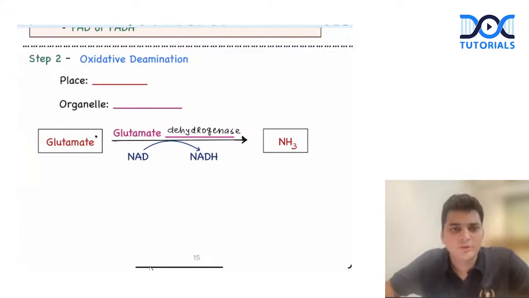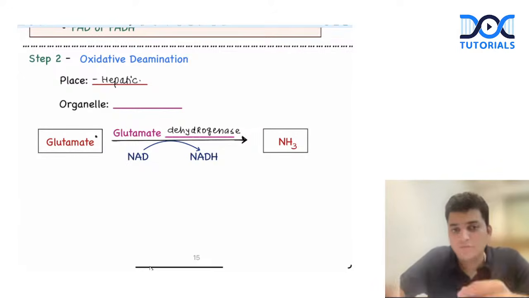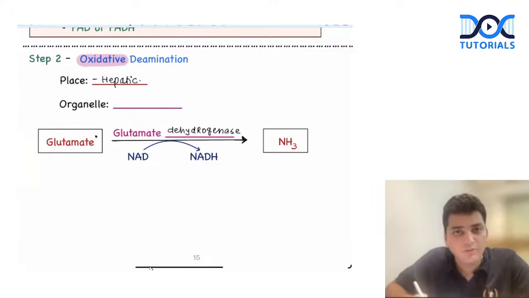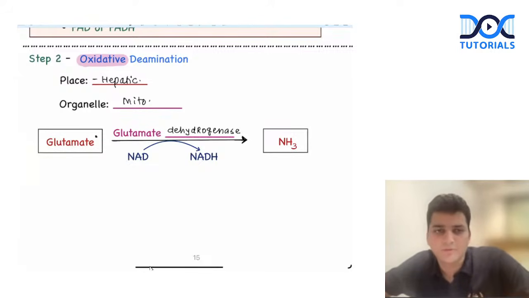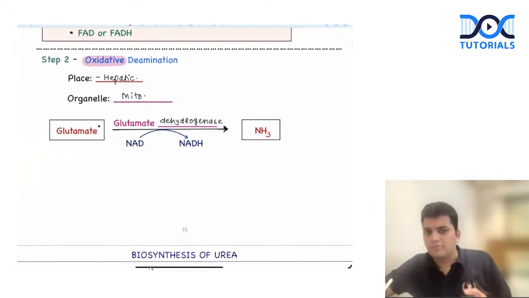So it is going to be glutamate dehydrogenase. The oxidative deamination is going to take place in the hepatic tissue. And in the hepatic tissue, where? Because it's an oxidative reaction. If you remember, oxygen is present in which organelle, the cytoplasm or the mitochondria? Oxygen is present in the mitochondria. So anything having the word oxidative is going to happen in the mitochondria. Oxidative deamination will occur in the mitochondria. So this is step number 2.